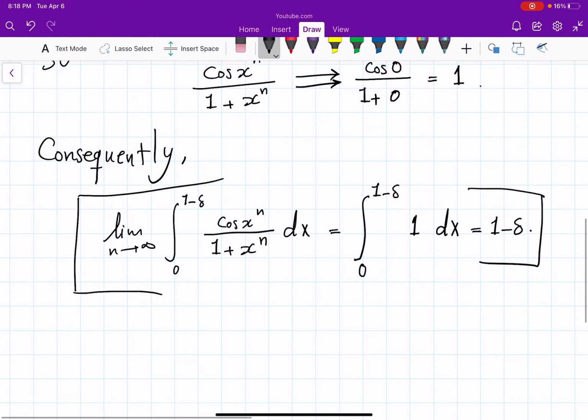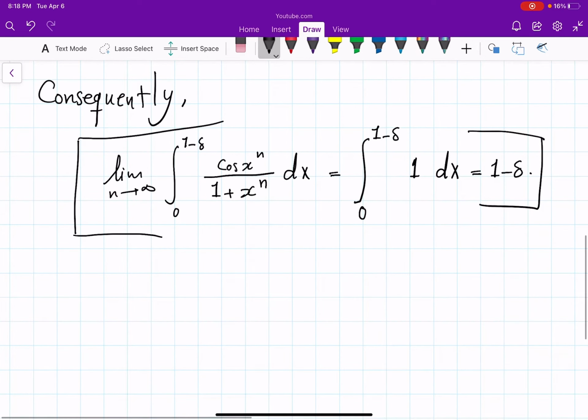that we computed the limit from 0 to 1 minus delta. Okay, the second observation is that if x is bigger than 1, then x to the power n in the denominator converges to infinity. And the numerator, of course, cannot beat that because it's bounded by 1, so everything converges to 0. And we expect to have a 0 integral for that part.